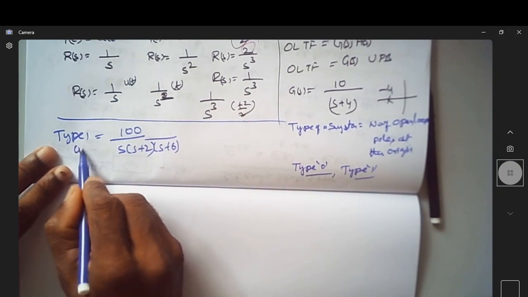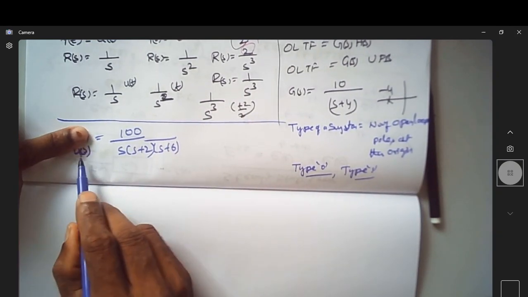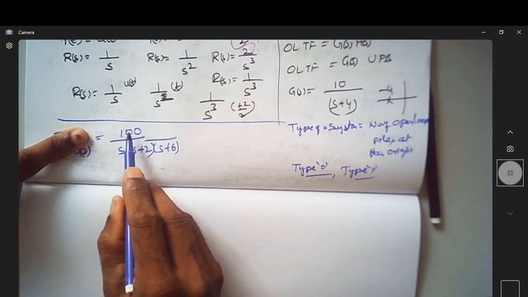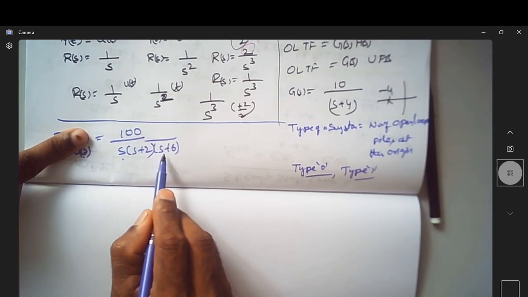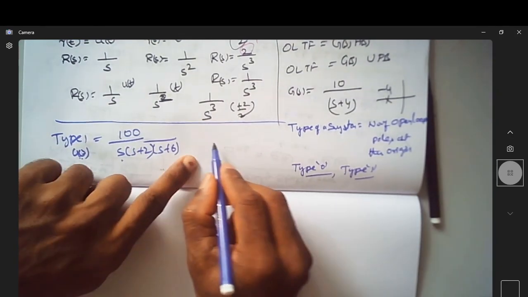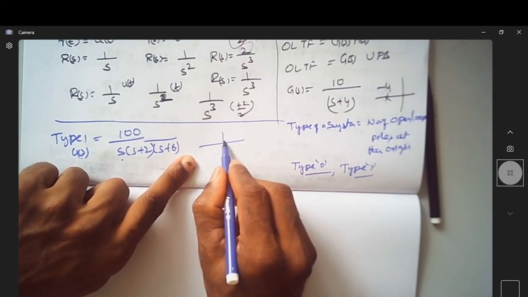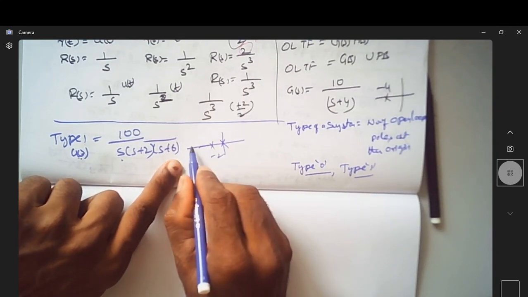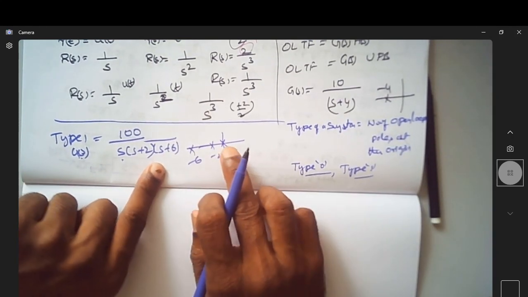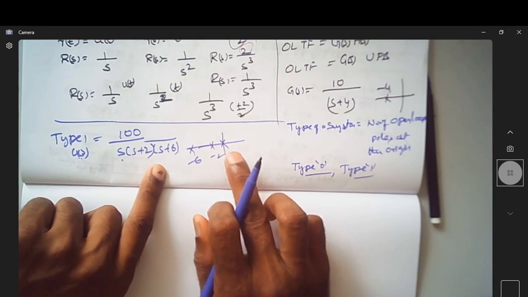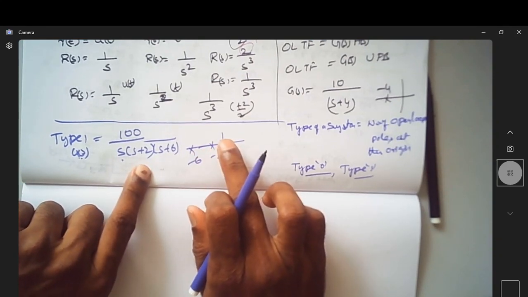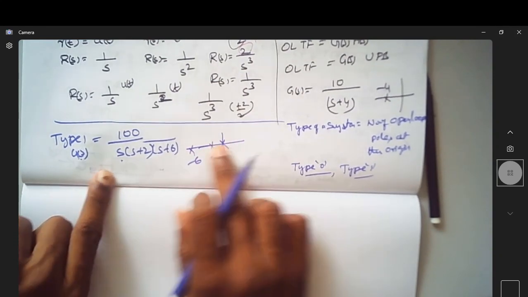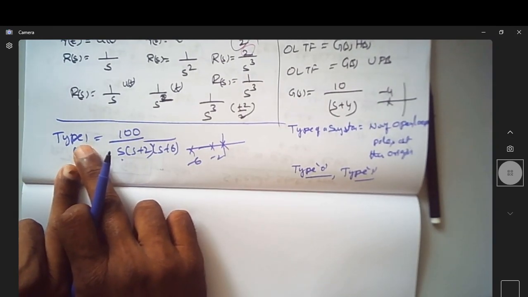So this is actually G(s). For a G(s) which is 100 by s into s plus 2 into s plus 6, where are the poles now? One of the poles is at the origin, another pole is at -2, and one more pole is at -6. So we have 3 open loop poles, out of which one is at the origin. So this is called a type 1 system.